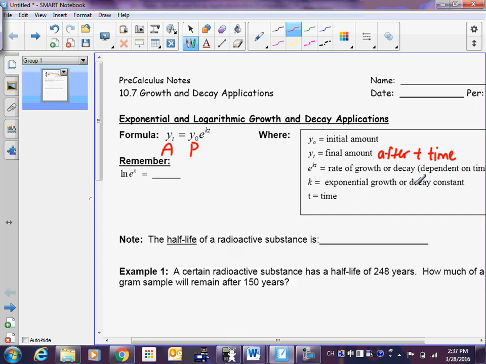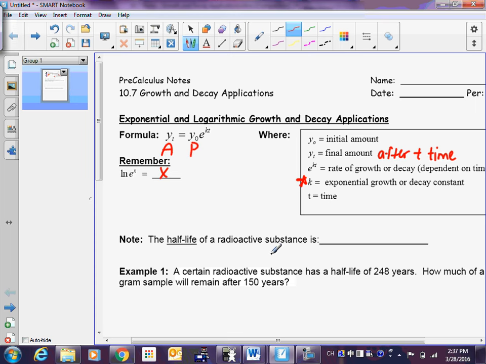K is the exponential growth or decay constant. Especially in these half-life problems, we have to find K. That's not always going to be given to us. And then t, of course, is time. I do want to remind you, what is natural log of e to any power? That power. So if it was just natural log of e to the x, we would just write x. That's an algebraic step we're going to use here.